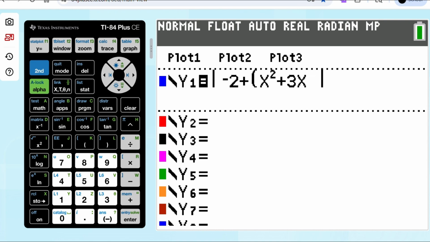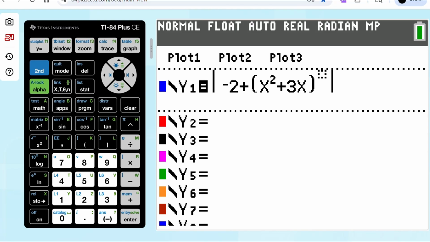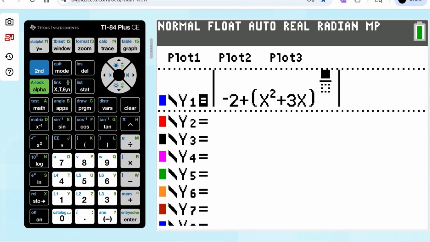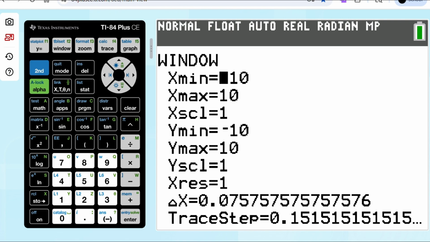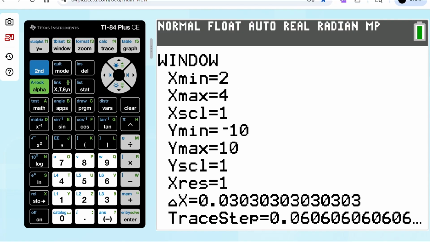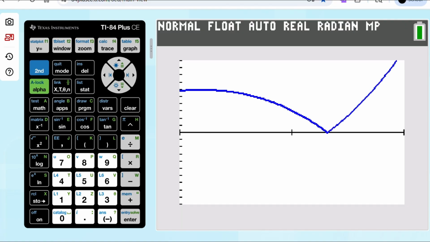So x squared plus 3x to the power of 6/5. So I'm going to make a little fraction by hitting alpha and then the x button next to it. 6/5. And then after that, we've got minus t cubed, so minus x to the third. And so we want to graph this, but we only want to look at it from t equals 2 to t equals 4. So I'm going to hit the window button up there near the top left. I'm going to change my x minimum to 2 and my x maximum to 4. And then I'm going to graph it.